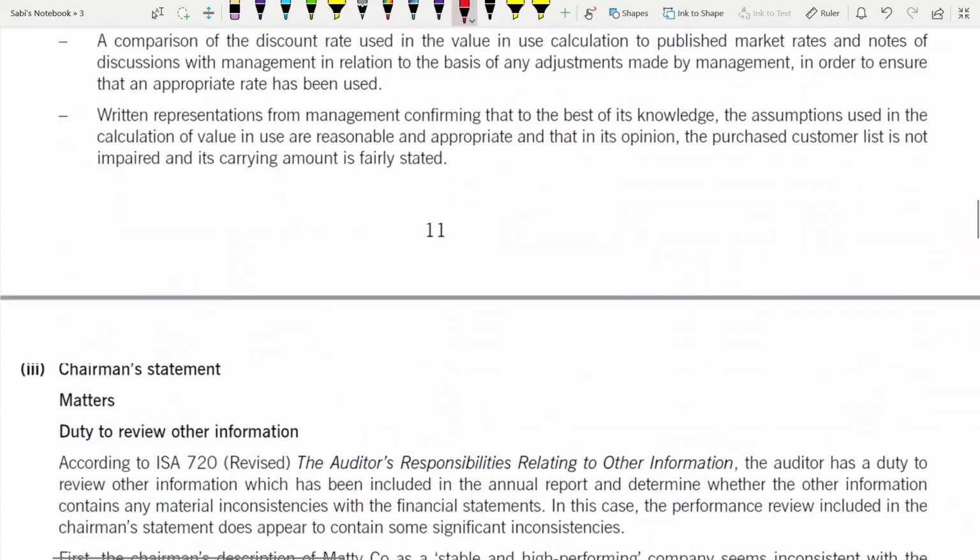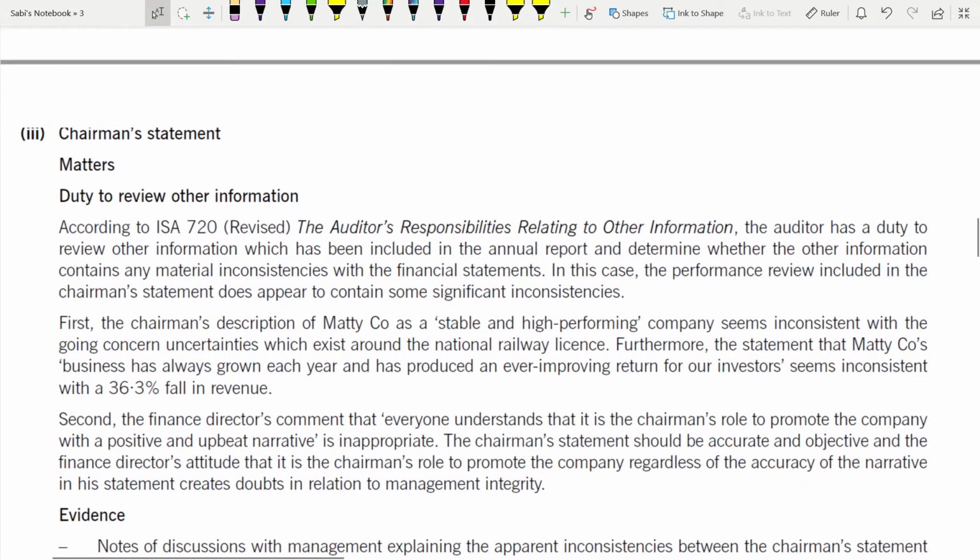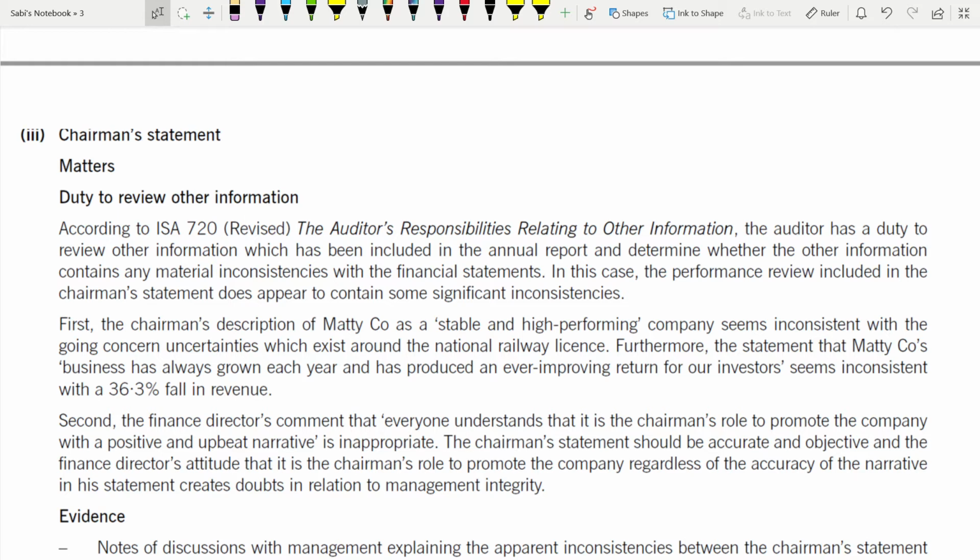We are not going to go through it now. We are going to go to the third one, which is the chairman's statement. Here also we are going to go through the matters and the evidences. But before that, we have to read the exhibits.